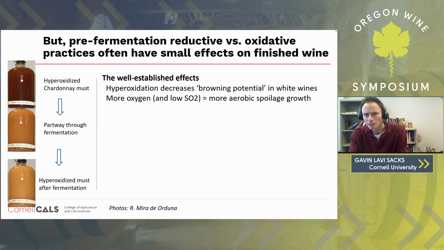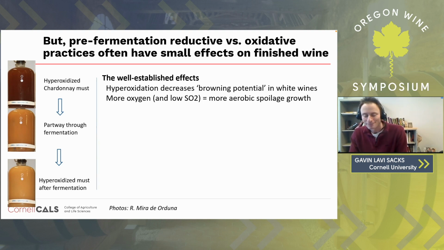And if you look at papers and literature, when people do sensory or chemical analyses, the one effect that everyone seems to agree upon is that if you do hyperoxidation, intentionally expose a must to oxygen with no SO2, and then remove the brown products, say by flotation or filtration, you will decrease the browning potential of that eventual wine. That means once you're done with winemaking, if you allow SO2 to go low, then those wines that went through hyperoxidation are not going to appear as brown.